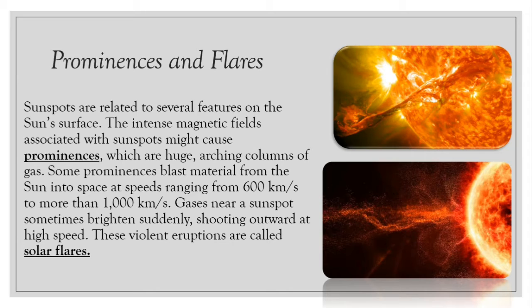Prominences and flares. Sunspots are related to several features on the Sun's surface. The intense magnetic fields associated with sunspots might cause prominences, which are huge, arcing columns of gas. Some prominences blast material from the Sun into space at speeds ranging from 600 km per second to more than 1,000 km per second. Gases near a sunspot sometimes brighten suddenly, shooting outward at high speed. These violent eruptions are called solar flares.